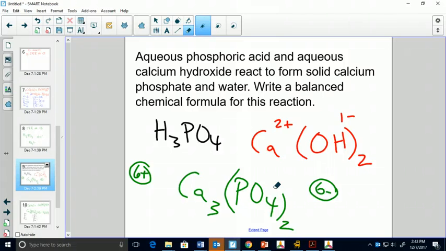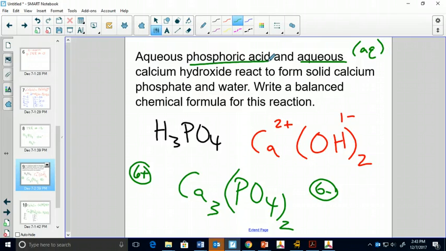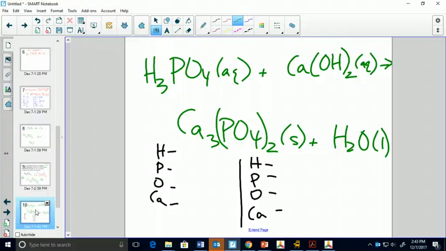So let's put this into our formula piece. Of course, this aqueous is telling me that it is phosphoric acid that's dissolved in water. That's what this aqueous means. And it's calcium hydroxide dissolved in water. So here's what your textbook calls a skeleton equation. I have my phosphoric acid plus my calcium hydroxide produces calcium phosphate plus water. And what I'm going to do here is actually count the number of atoms that are present in this compound, both the reactants and the products.